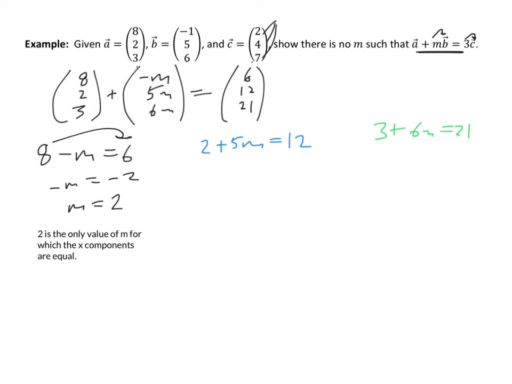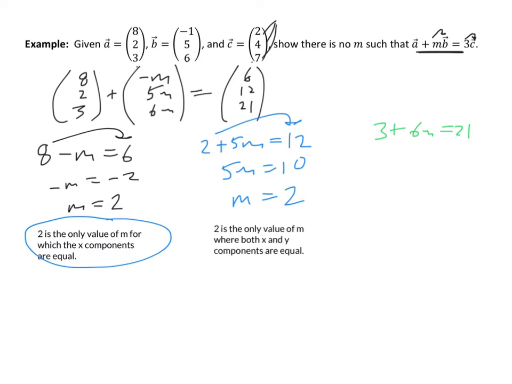Now let's go on and look at the y components. When I move on to the y components, I can subtract the 2 over, and I get 5m equals 10. That means that m is 2. So I can go back and update this statement now: 2 is the only value of m where the x and y components are equal.